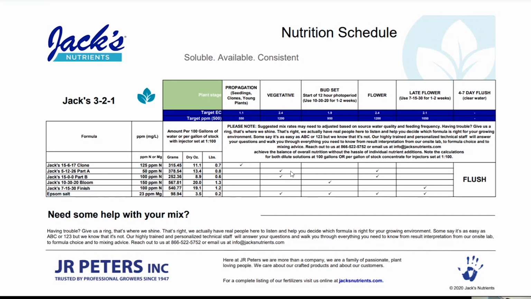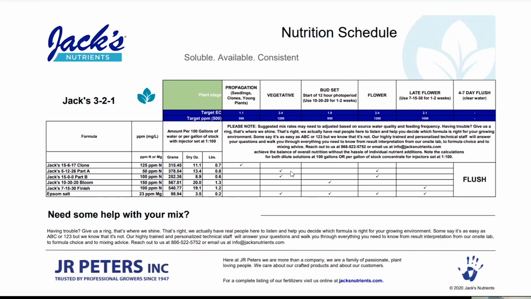But then if I go back to the left, I see 378 grams roughly of part A. I see 252 grams for part B, and just about 100 grams for Epsom salts, and that's per 100 gallons. So when we move into that, we can see that those three are all used in the vegetative stage. Exactly, Mason. So that's kind of where that 3-2-1 comes in.